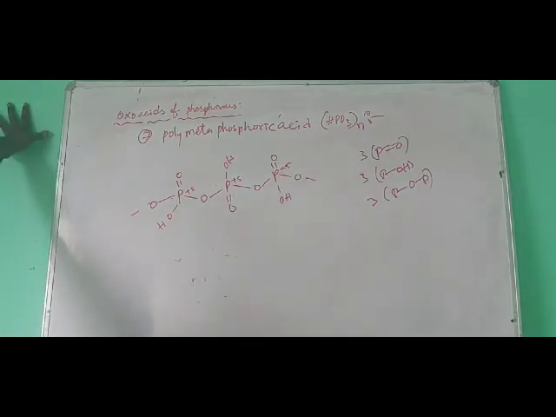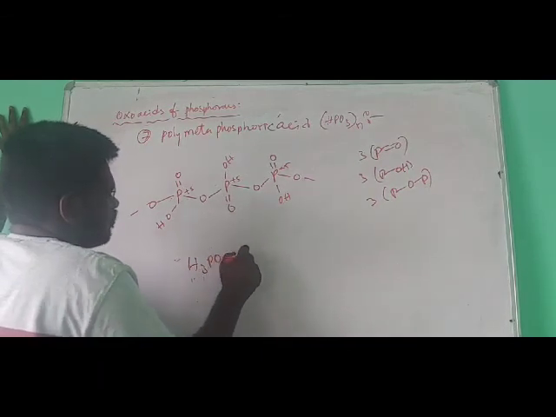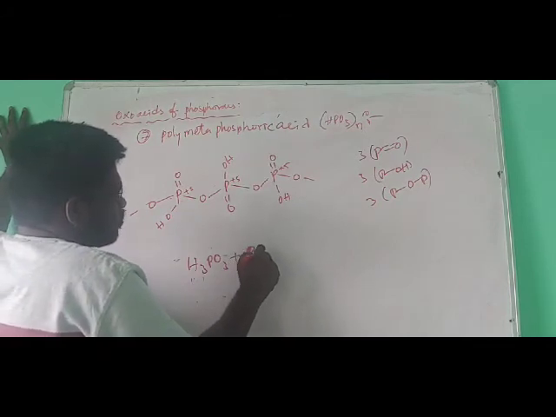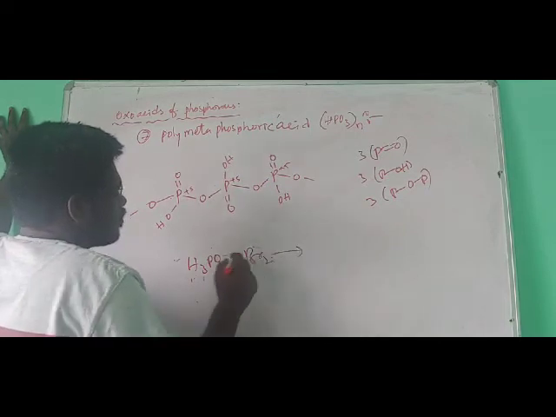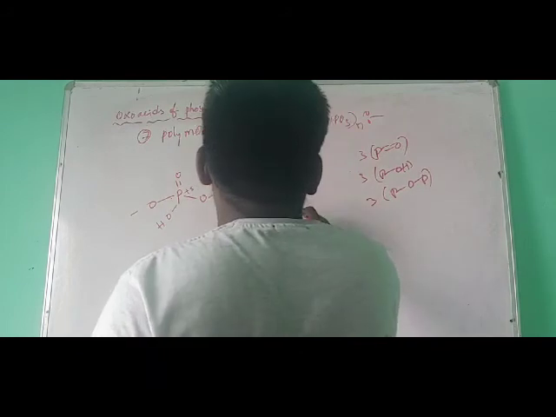And the next one, this one we can obtain by treating H3PO3 with bromine, with Br2. So upon heating this H3PO3 with Br2, we can get this one.